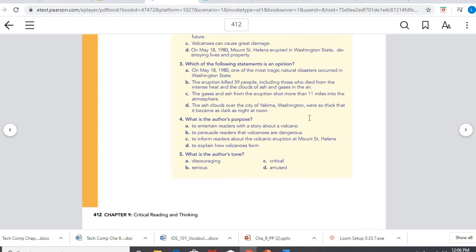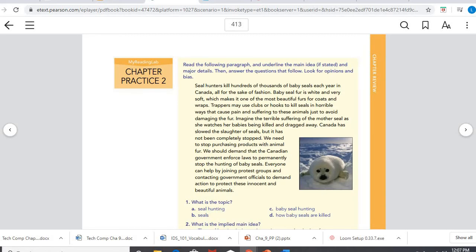What do we think the author's purpose is? I don't necessarily feel like I'm being entertained or persuaded, but I'm definitely being informed about this eruption. So that is my purpose, inform. And then what is the tone? They're talking about a lot of people dying and property damage. That's a pretty serious tone.